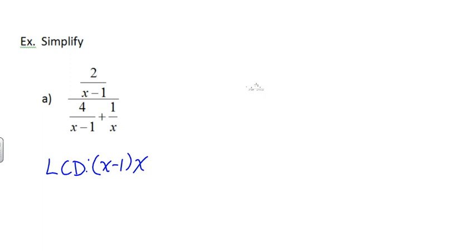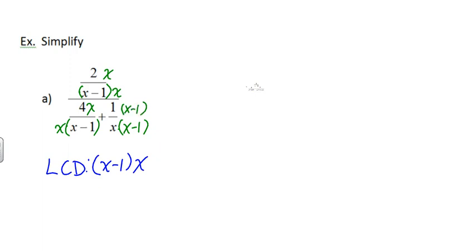Now all I'm going to do, I'm going to make each of these baby denominators have that LCD. What does this first baby denominator need? It needs an x. But if I give something to the bottom of a fraction, I give it to the top. What does this baby denominator need? An x. But if I give it to the bottom, I give it to the top. And what does this last baby denominator need? It needs an x minus 1. So if I give it to the bottom, I give it to the top.